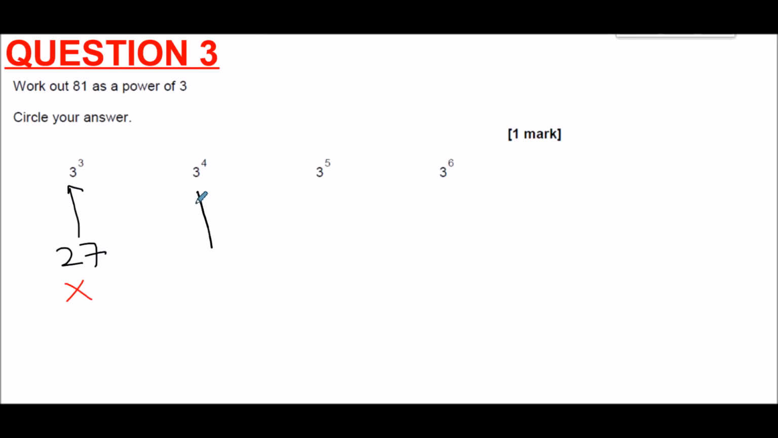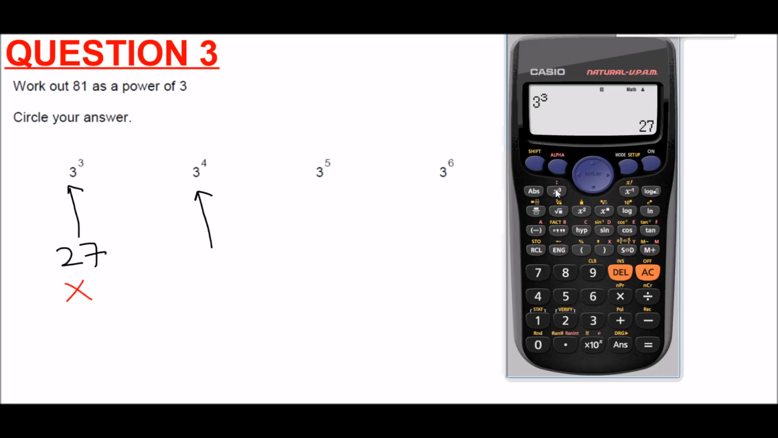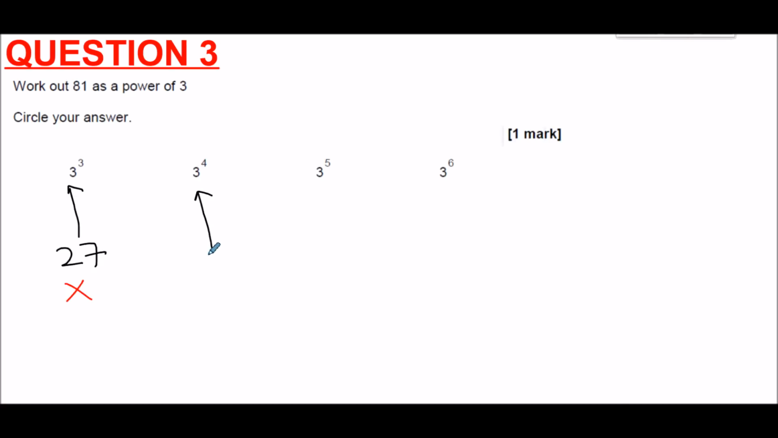Let's have a look at 3 to the power 4. 3 to the power 4 equals 81. So that's what we need it to be. We wanted 81 as a power of 3. So 81 as a power of 3 is 3 to the power 4. We don't even need to bother trying any of these now because we've already got our correct answer. And so the one we need to circle is just 3 to the power 4. And we found it.